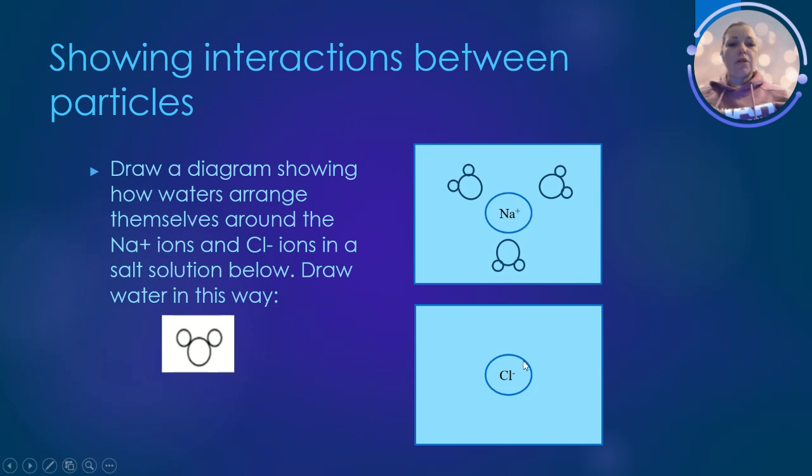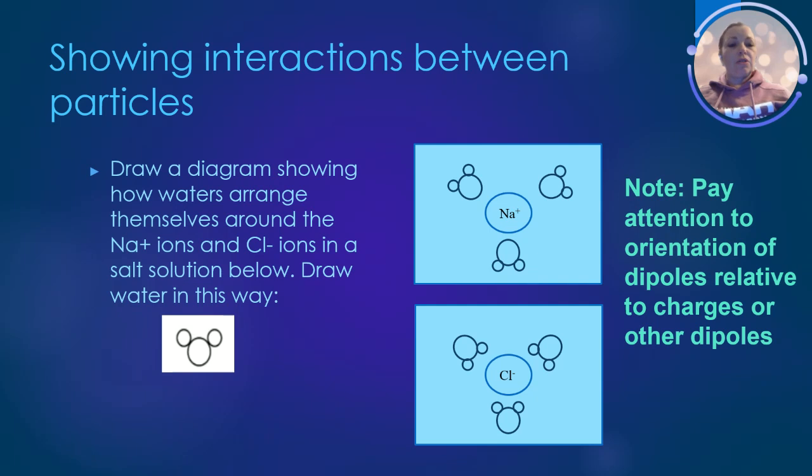Now, in the situation with chloride, obviously we would orient these waters in the other direction, because the partial positive end of the molecule needs to be oriented towards the negative ion. So in this situation, you want to make sure that you pay attention to the orientation of dipoles relative to charges or relative to other dipoles. It would not surprise me to be asked to sketch water and the hydrogen bonds. Now, we often see sketches of the hydrogen bonds in the multiple choice. So that is a pretty common thing to ask you to maybe not produce yourself, but to evaluate a sketch of.